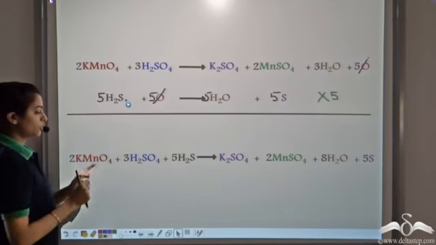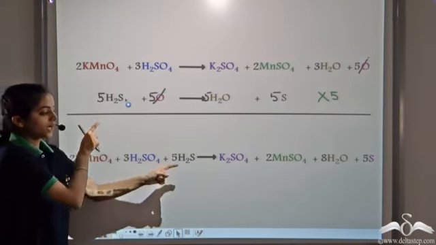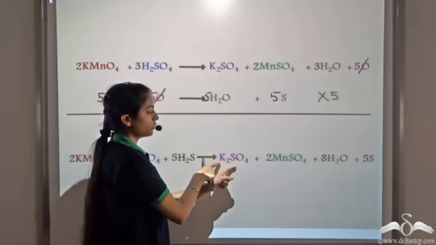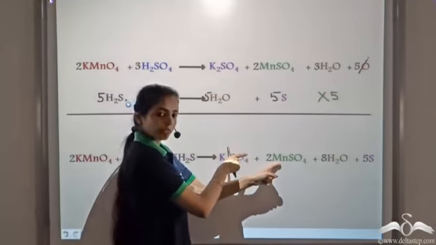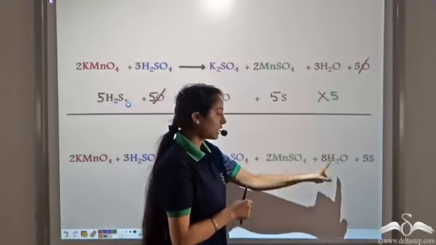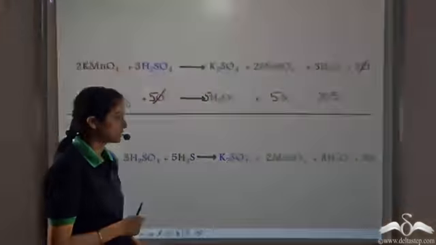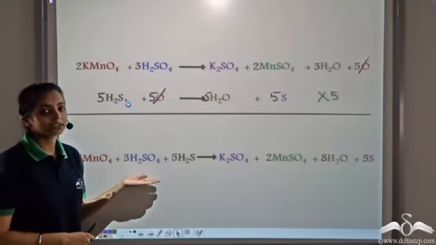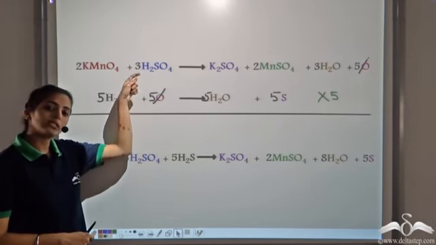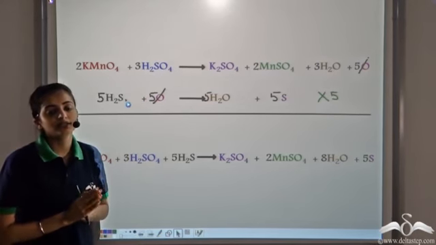2 molecules of KMnO4, 3 molecules of H2SO4, 5 molecules of H2S. They give K2SO4 plus 2 molecules of MnSO4, 5 plus 3, 8 molecules of water, and 5 sulfur atoms. So this is the final balanced chemical equation. So by using 2 partial equations, we balance each of the partial equation, and in turn we get the final balanced chemical equation.